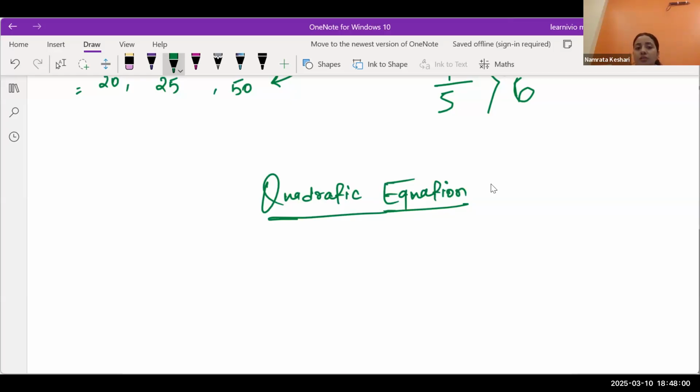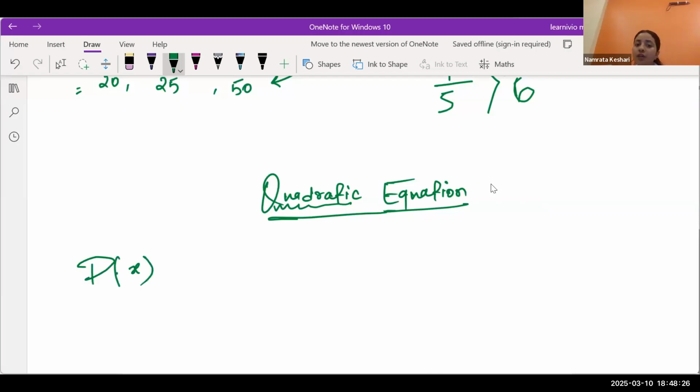This terminology, quadratic, Ryan, is not new to you. You have seen this name in the polynomial chapter. When the degree of the polynomial is 2, that's called a quadratic polynomial. Can you recall? Yes, ma'am. Okay, so when the degree of the polynomial was 2, it was called a quadratic polynomial.